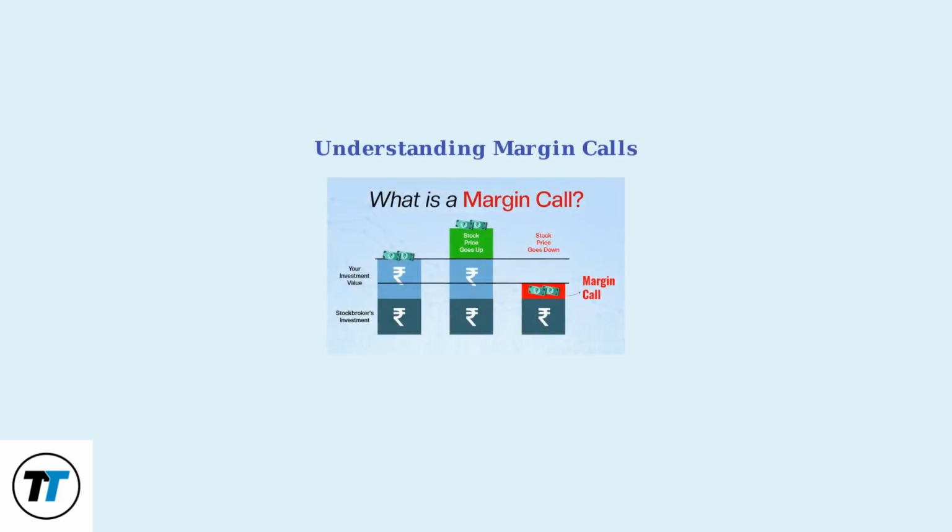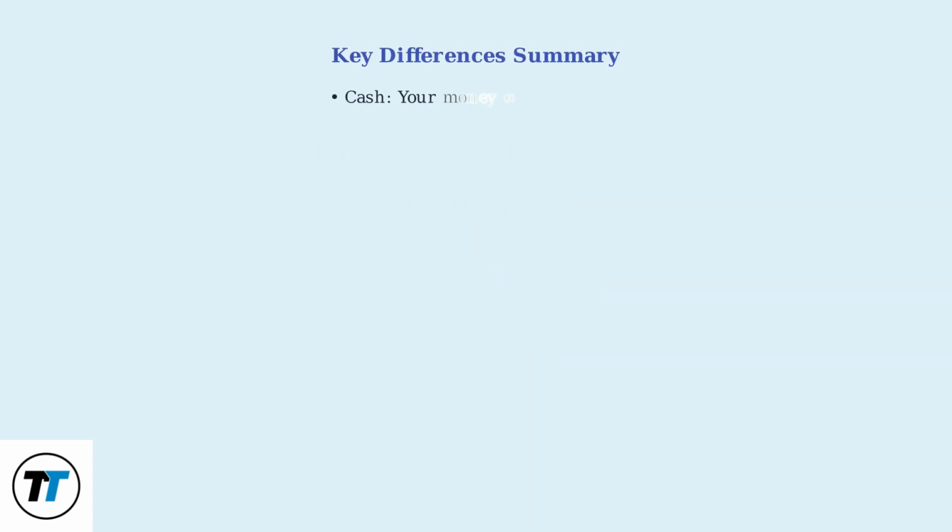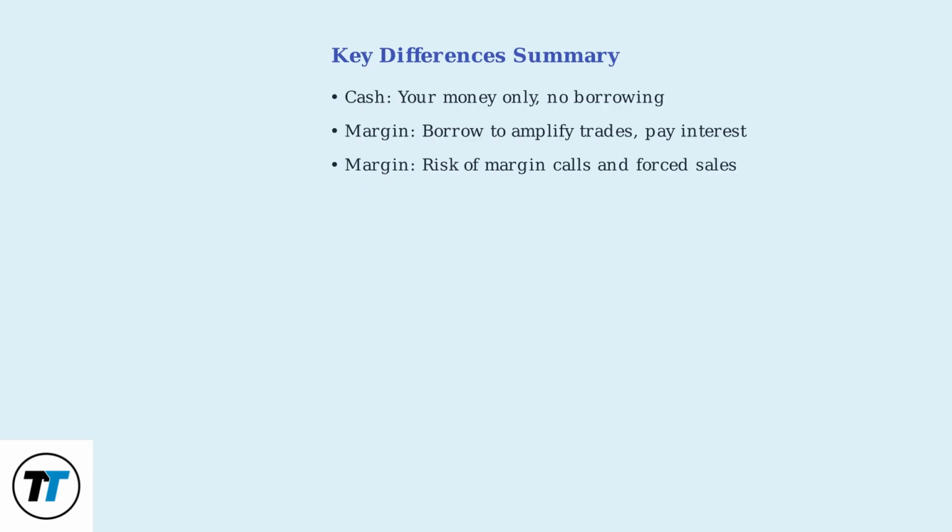This illustration shows what happens during a margin call. When your investment value drops, you may need to add funds or sell assets to meet the broker's requirements, potentially leading to losses. In summary, the key differences are: cash accounts use only your deposited funds with no debt risk. Margin accounts allow borrowing for leverage but come with interest costs and the danger of margin calls if investments decline.